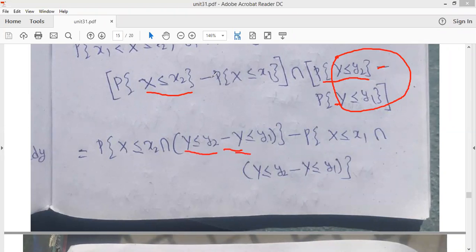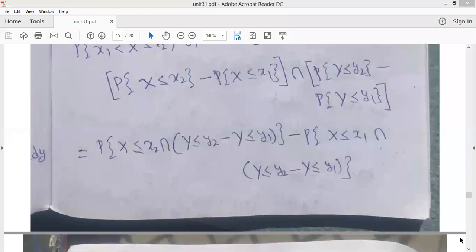Similarly here we have a minus, so this minus we have considered here. Then the probability of x less than or equal to x1, intersection, the same intersection here. Then we have combined these two. If you combine these two, how do you write? The same thing we have written here: y less than or equal to y2 minus y less than or equal to y1. Okay, like that we will be writing here.